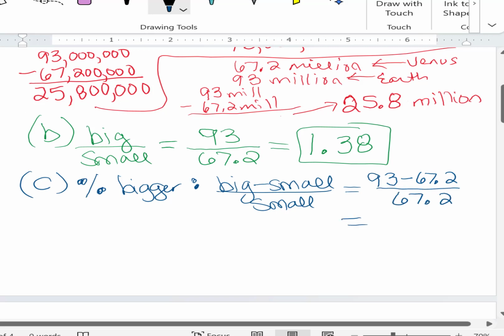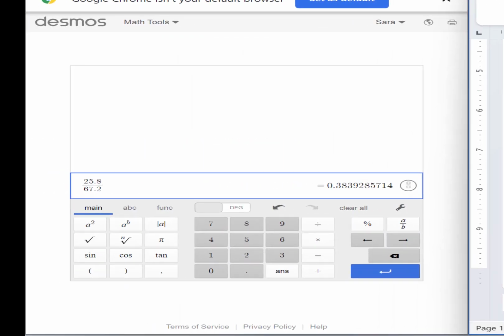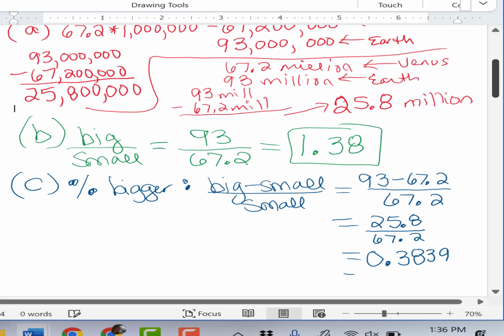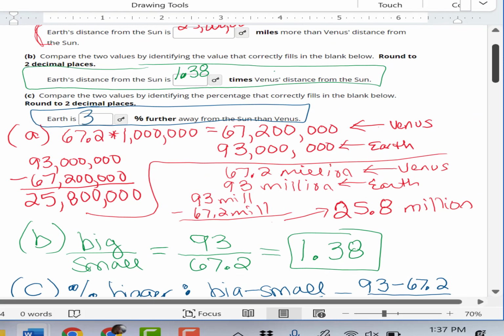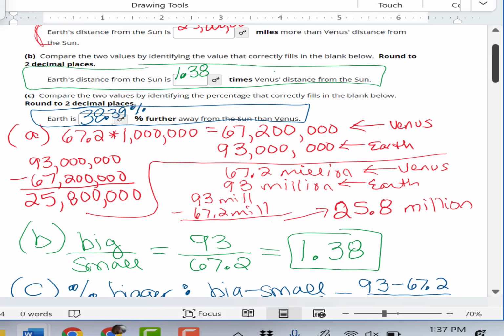93 minus 67.2, that numerator is 25.8, and we divide that by the denominator, which is 67.2. I pop that in the calculator and I get 0.3839, which is 38.39%. Earth is 38.39% further away from the Sun than Venus.